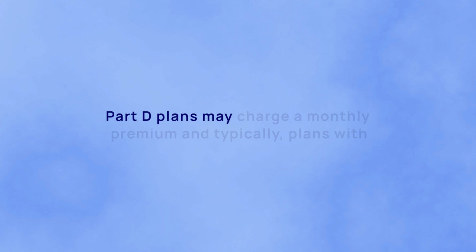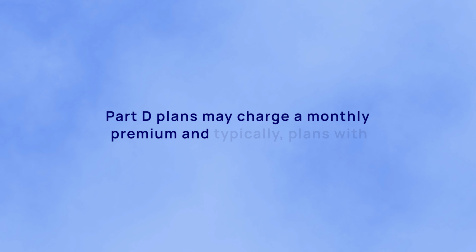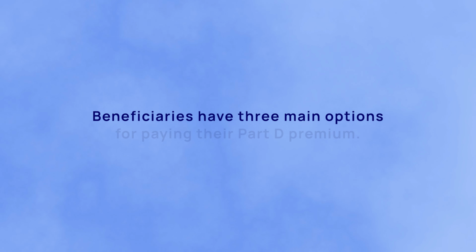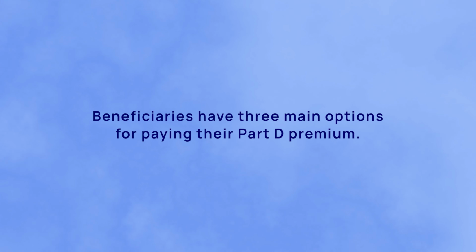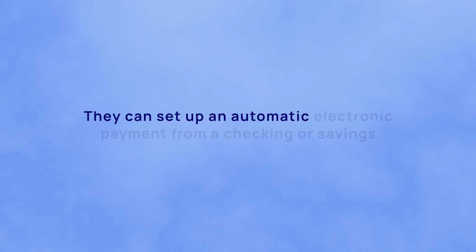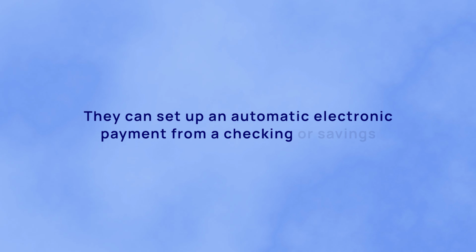Part D plans may charge a monthly premium, and typically, plans with higher premiums offer lower out-of-pocket costs for covered drugs. Beneficiaries have three main options for paying their Part D premium. They can set up an automatic electronic payment from a checking or savings account or charge it to a credit or debit card. They can pay directly through monthly billing from the plan, or they can have the premium automatically deducted from their Social Security benefit check.